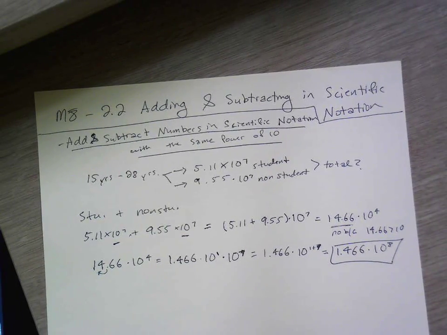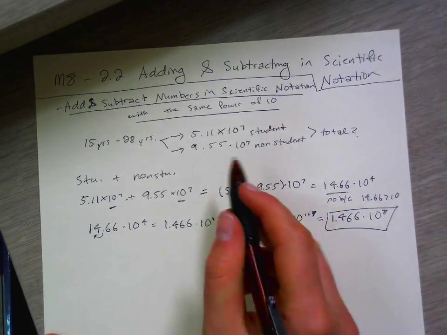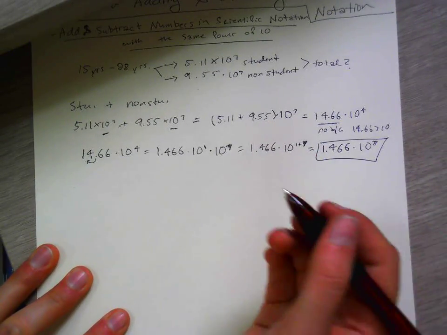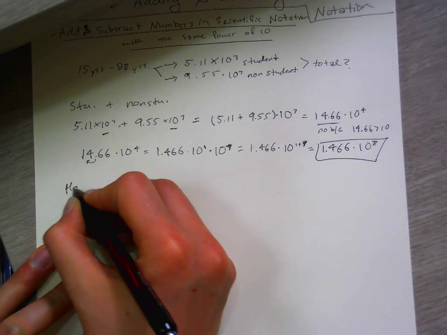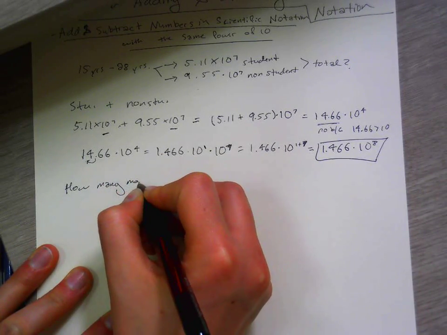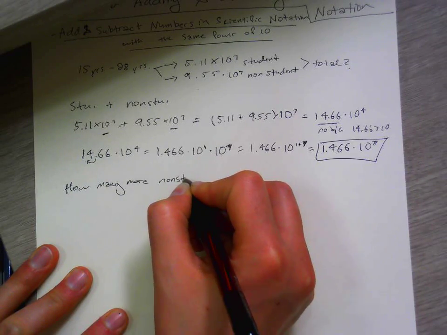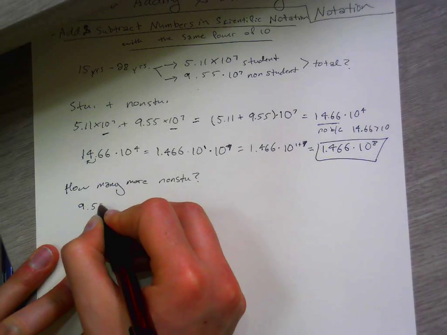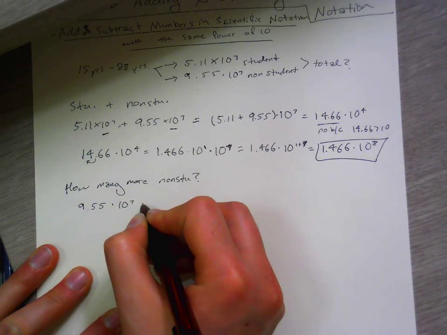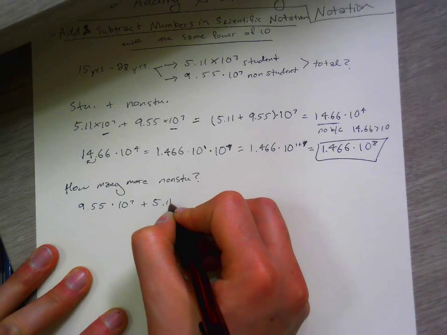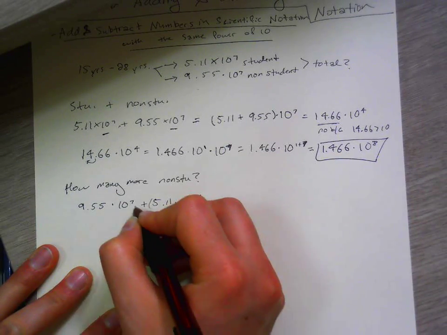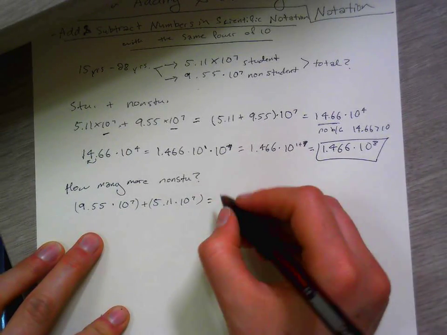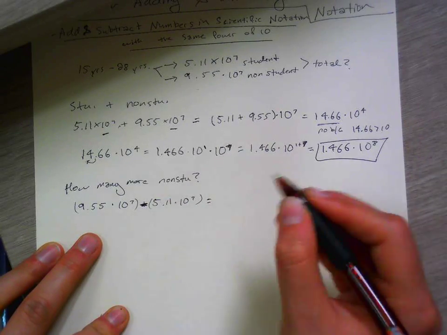Now, suppose you want to find out how many more non-student members there are than student members. So we know how many total there are, but suppose you want to find out how many more. You would subtract. How many more non-students? So we're going to subtract 9.55 times 10 to the power of 7 minus 5.11 times 10 to the power of 7. If it helps you to show these in parentheses, you may do that. But let's take out the 10 to the power of 7 in each.